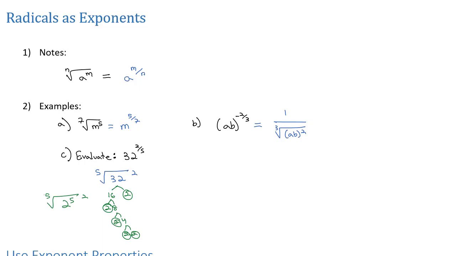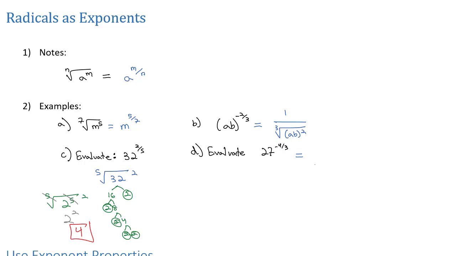Well, 5th root of 2 to the 5th allows me to pull a 2 out of the radical, leaving behind a squared, and 2 squared we know is equal to 4. So 32 to the 2/5 power equals 4. Let's take a look at another one. Let's evaluate 27 to the -4/3 power.